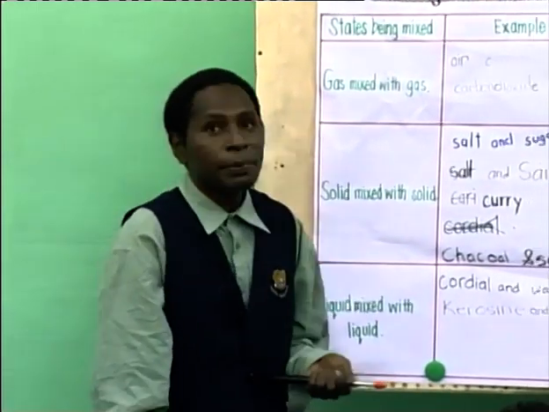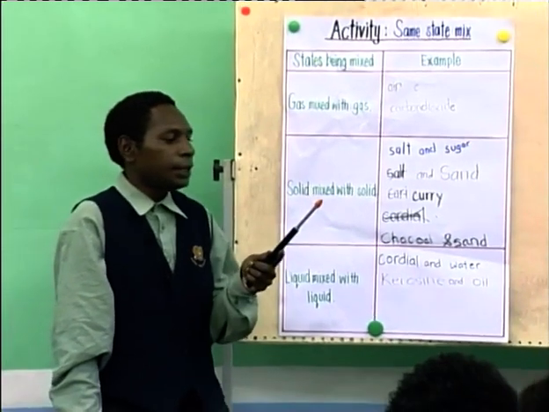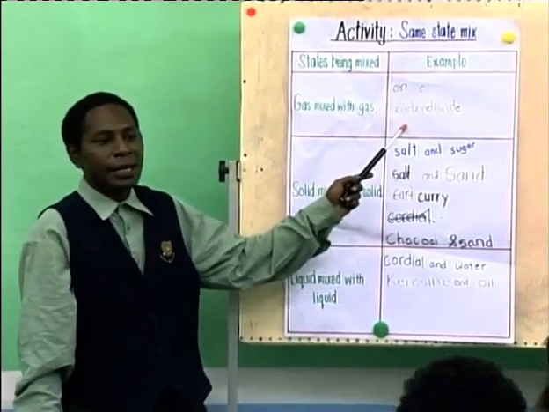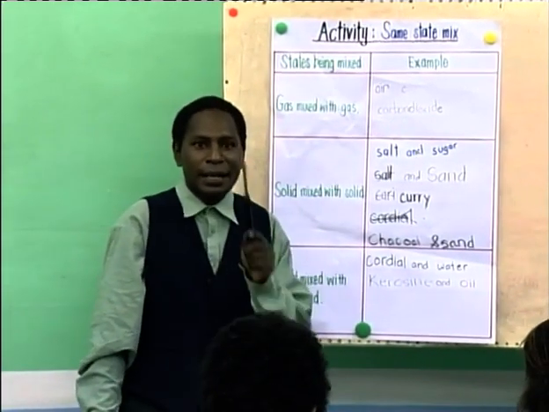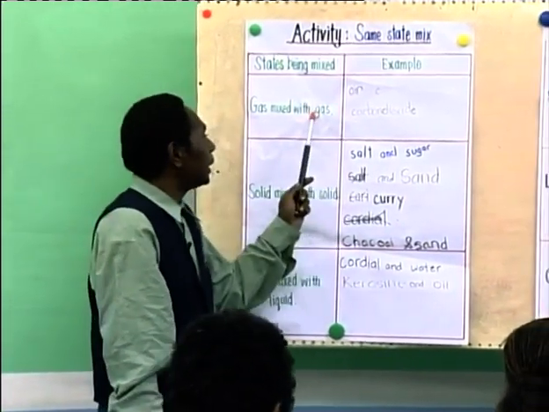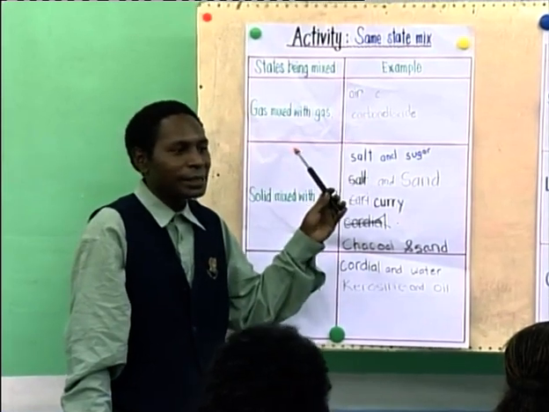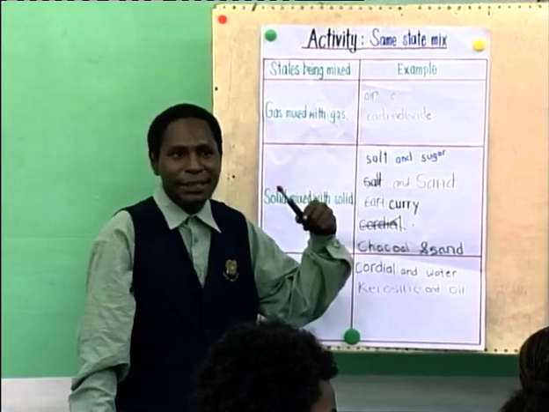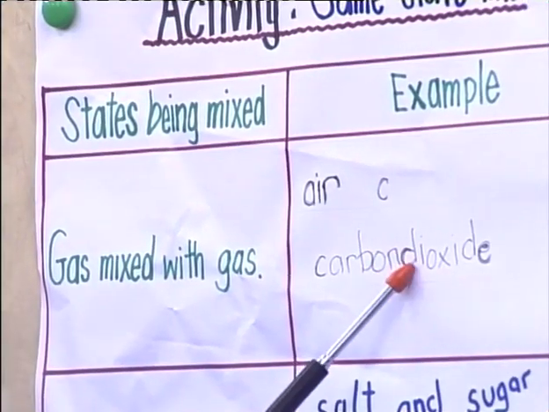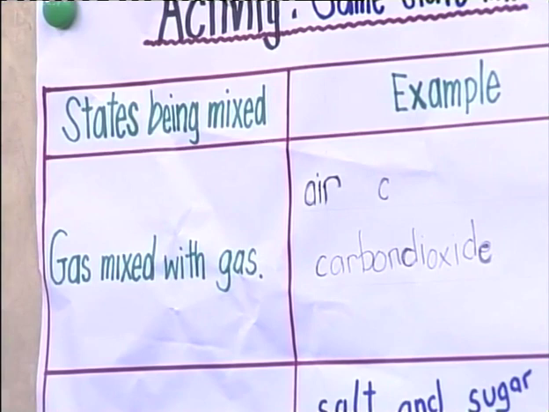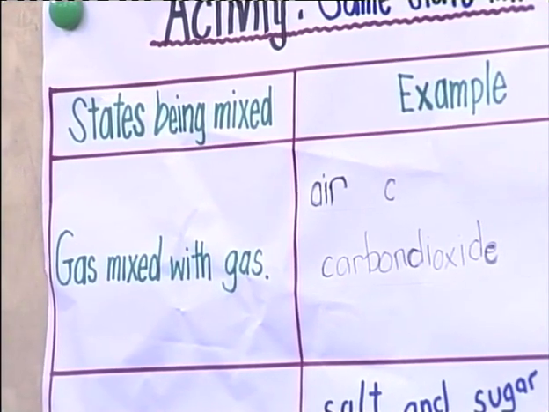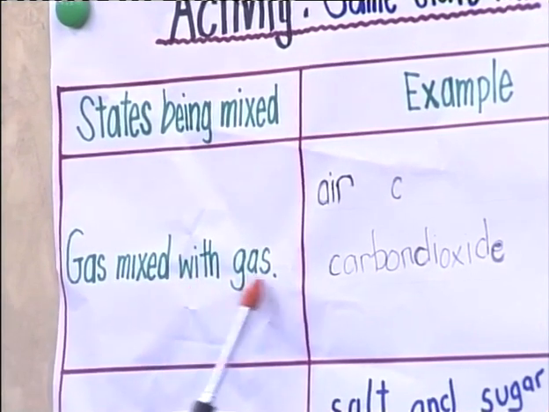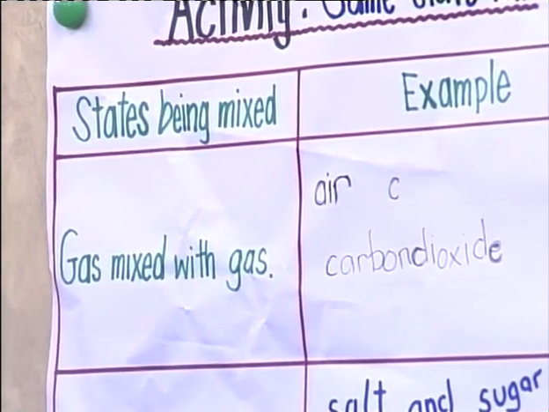Here we have an example from the previous lesson. We've got air there, but carbon dioxide, that's where we went wrong. Carbon dioxide is from a solid mixed with a gas. So carbon is solid and oxygen is a gas. When you put that together, you have carbon dioxide. Very good. Okay, so that's the correction from our previous lesson.